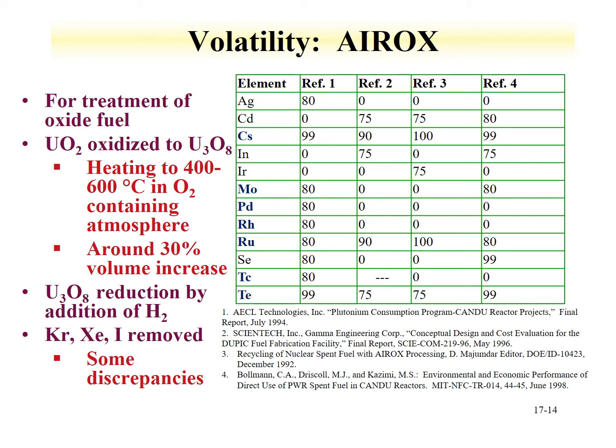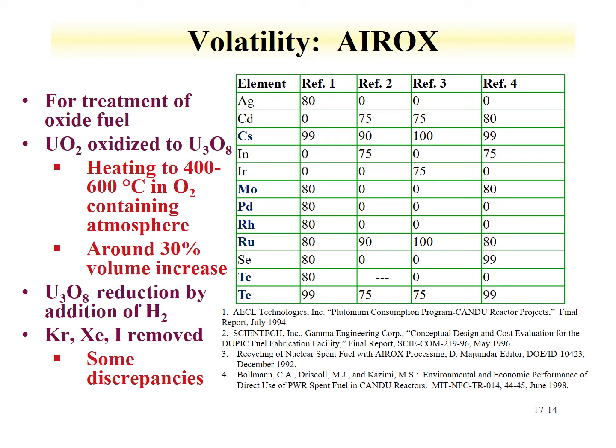Volatility is also a separation route that's used in the treatment of spent nuclear fuel. One simple method is something called the AIROX method. You may also see this as the DUPEC. There's some references to these methods. And fundamentally, one takes some spent uranium oxide fuel, oxidizes it to UO3. If you heat the UO2 at 400-600 degrees in an oxygen-containing atmosphere, normal atmosphere, you'll get a volume increase as it goes from UO2 to U3O8.